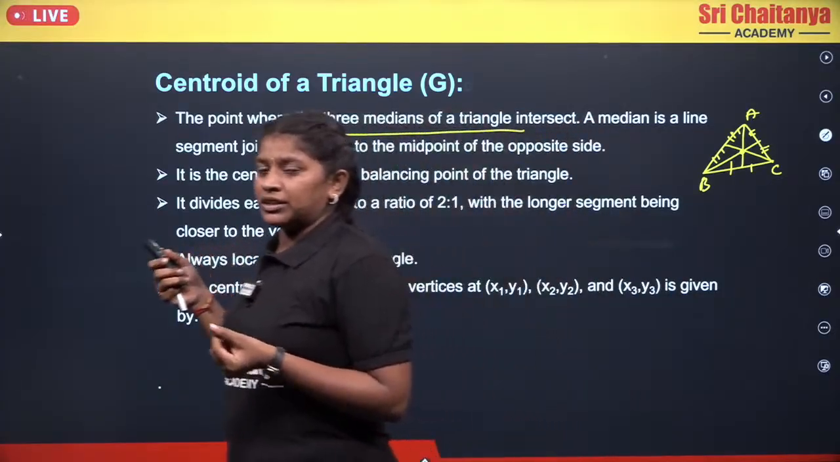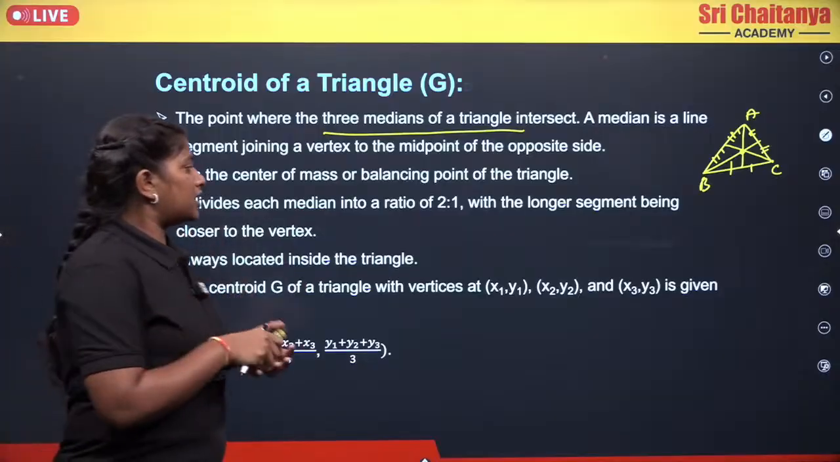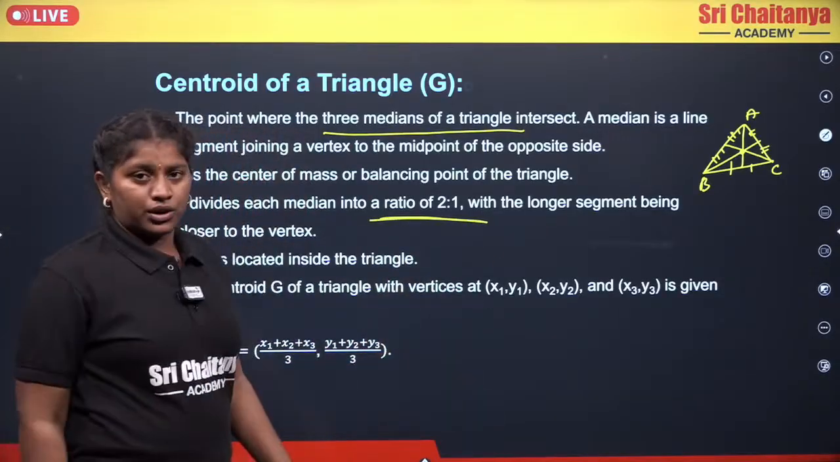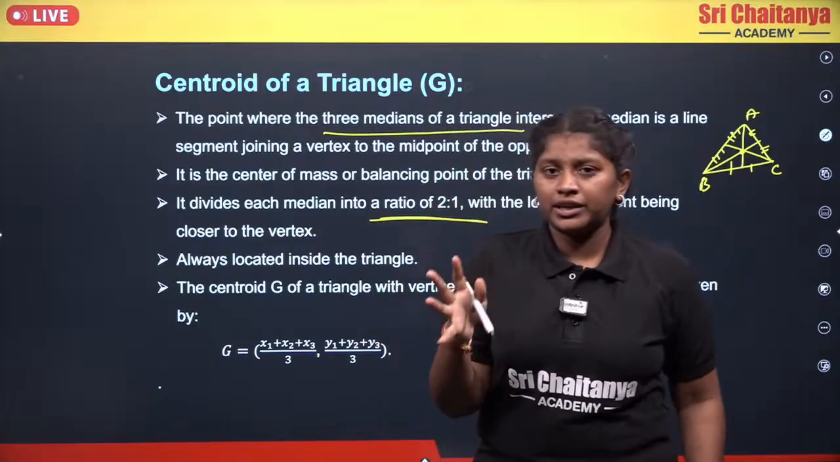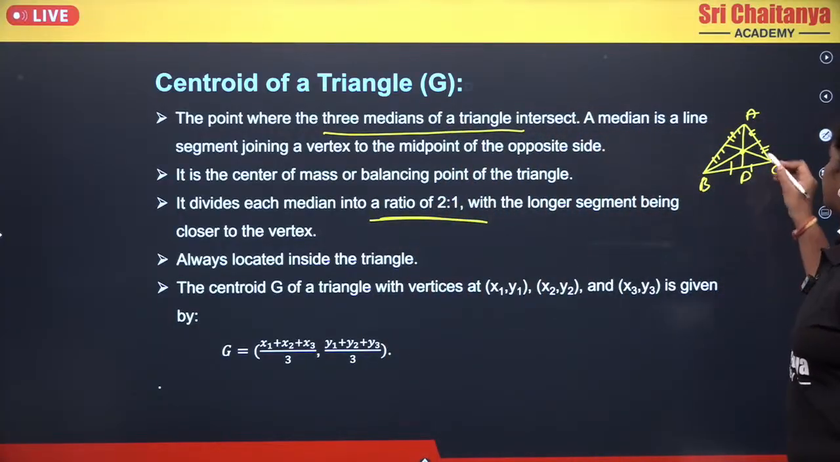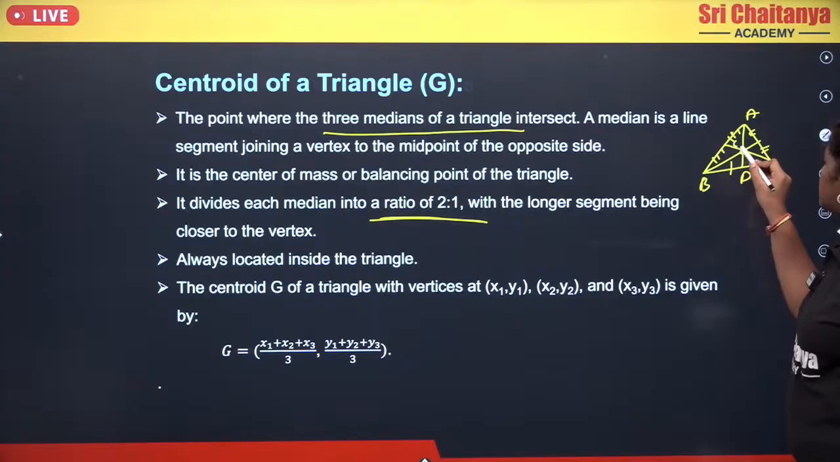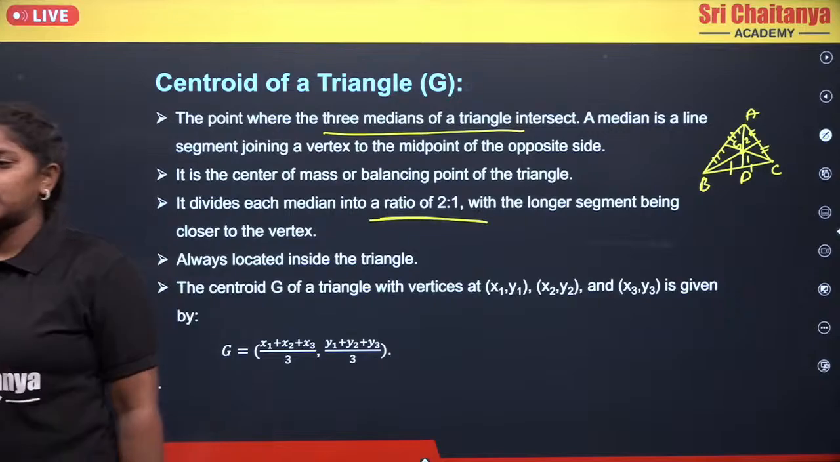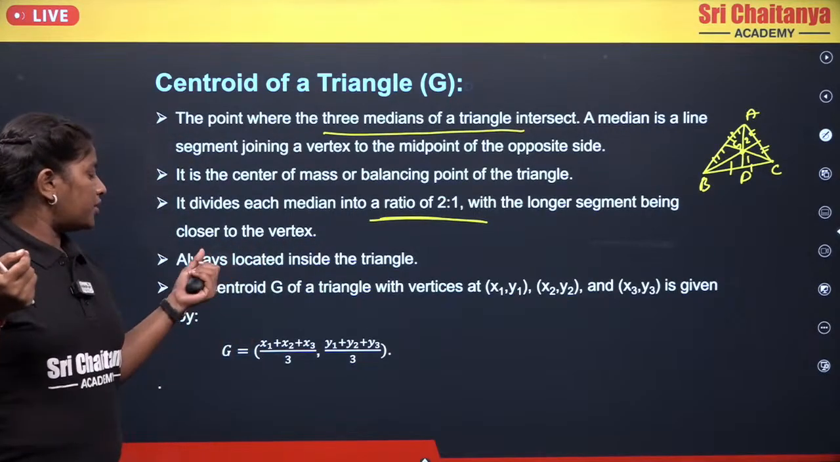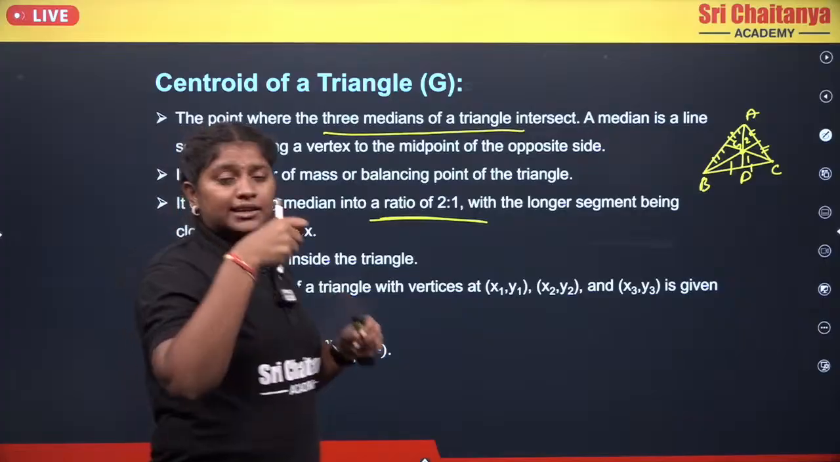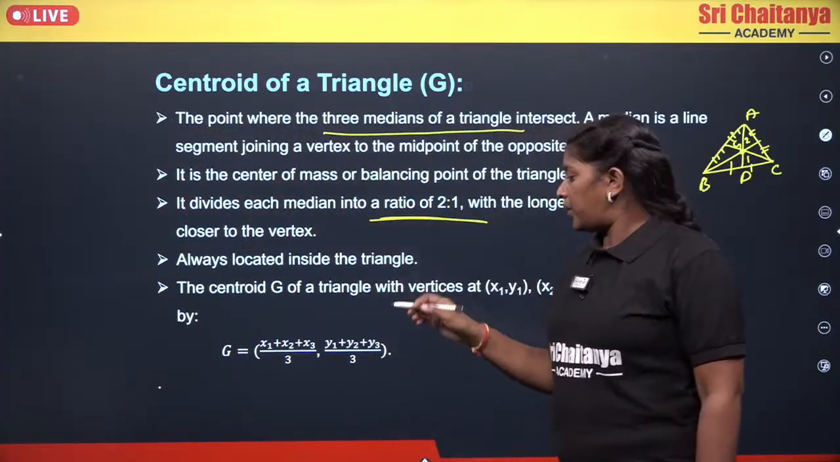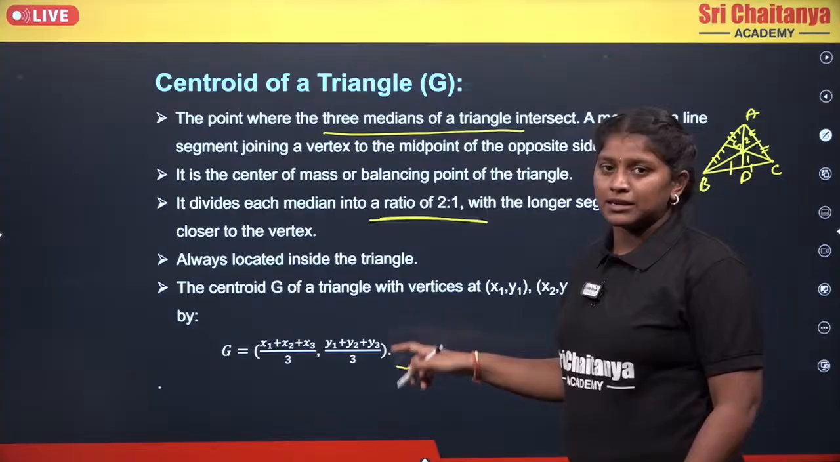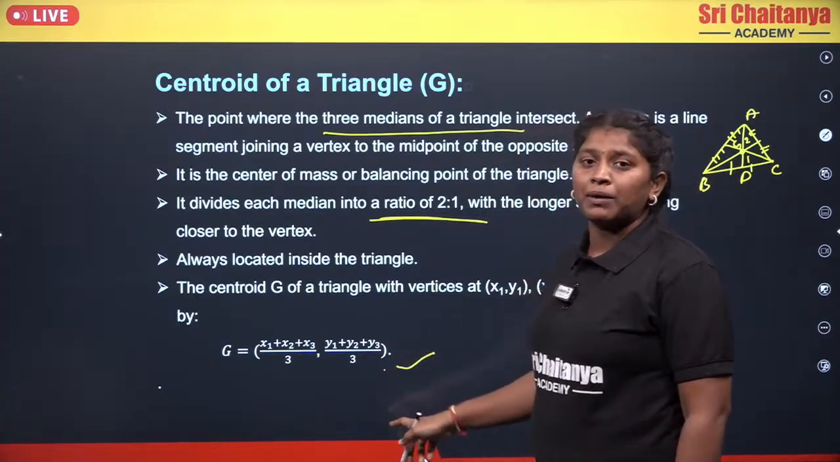Coming to another important thing, the centroid divides the median in the ratio of 2:1. Here, if you consider AD is the median, and the centroid is represented by G, then this centroid will divide AD in the ratio of 2:1. The centroid divides the medians of the triangle in the ratio of 2:1. Moving to the next, it always lies inside the triangle, and it is given by x1 plus x2 plus x3 by 3 and y1 plus y2 plus y3 by 3.